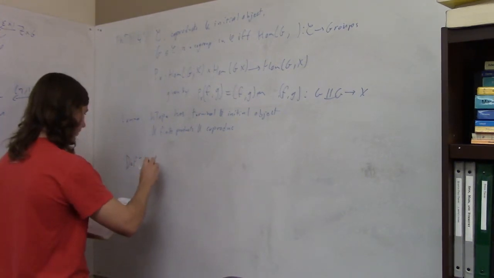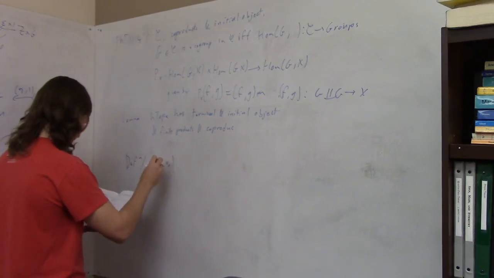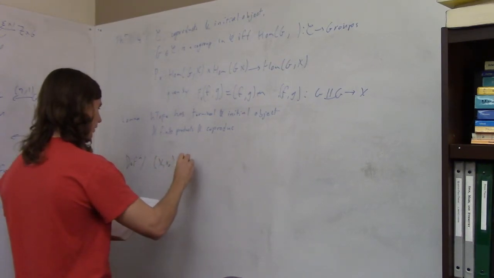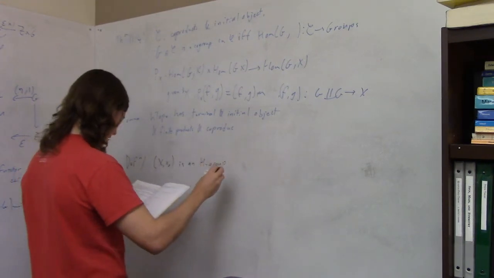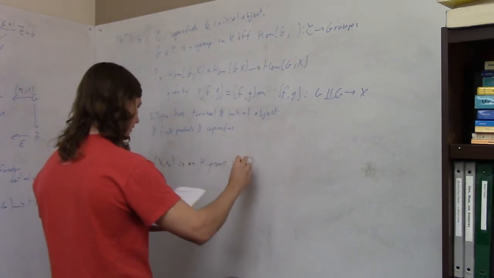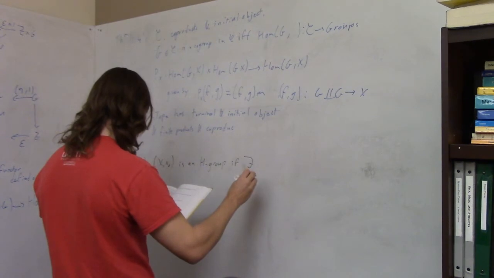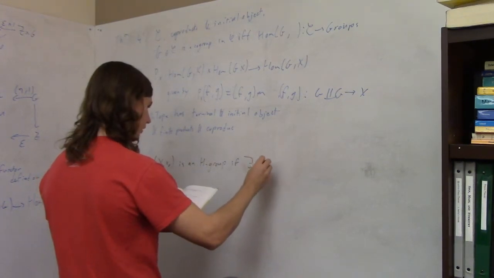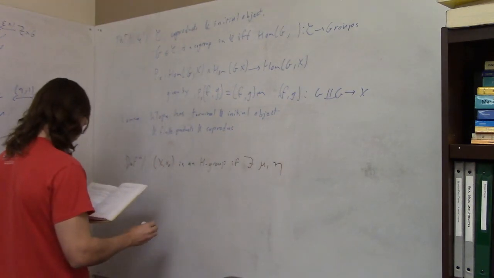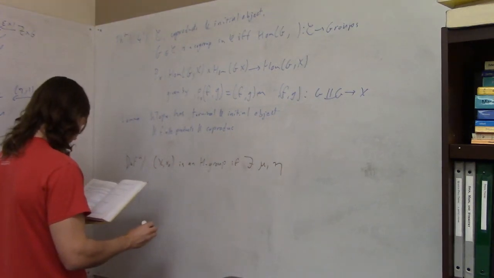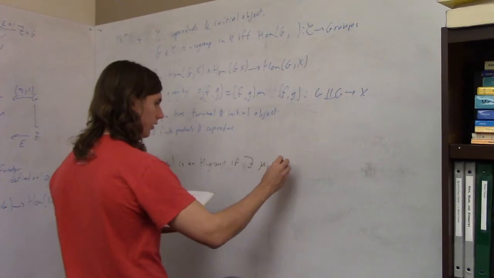A pointed space X naught is an H group if there exist maps that we talked about, mu, theta, the product and inverses, and the pointed homotopies.